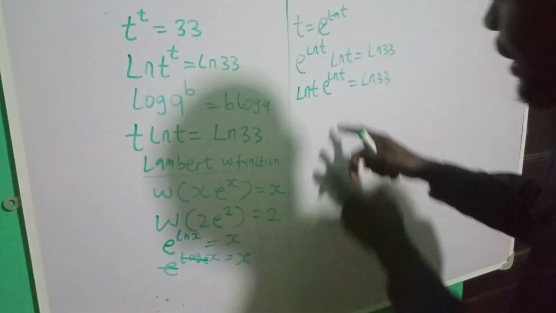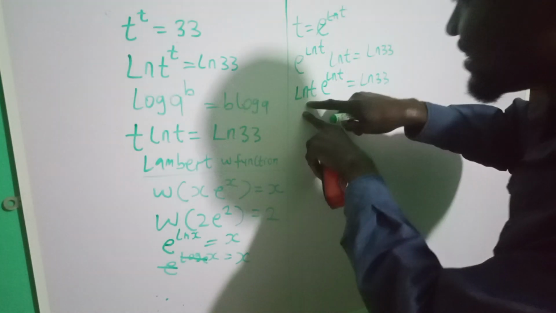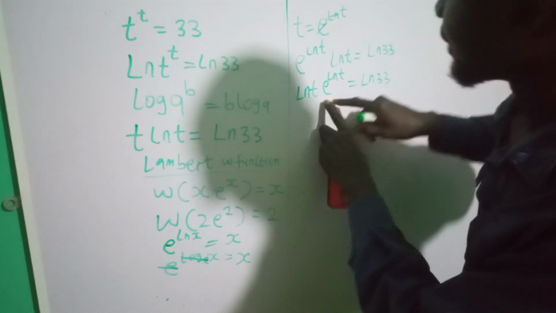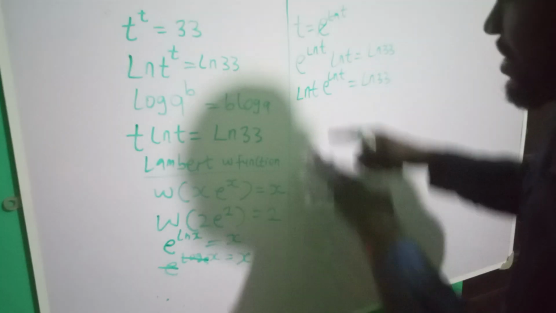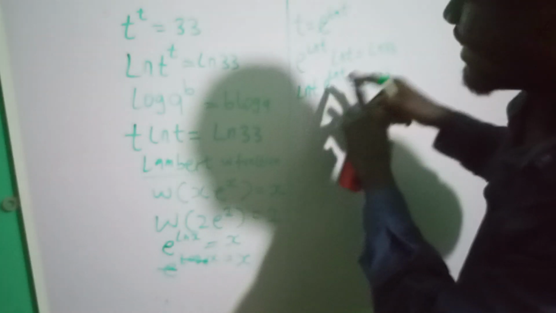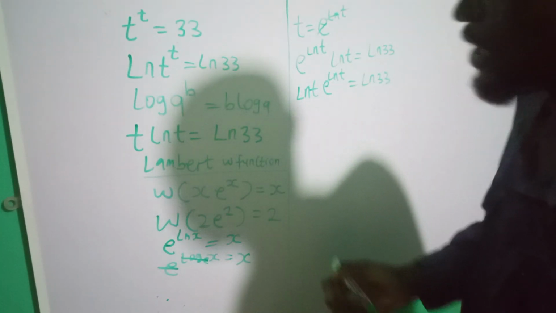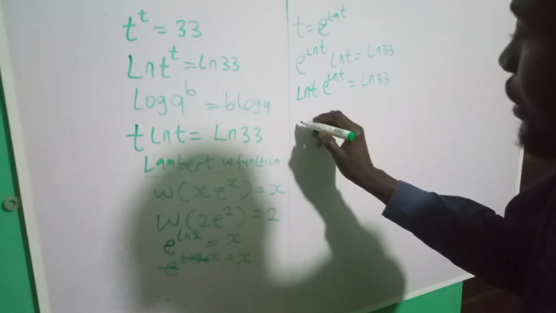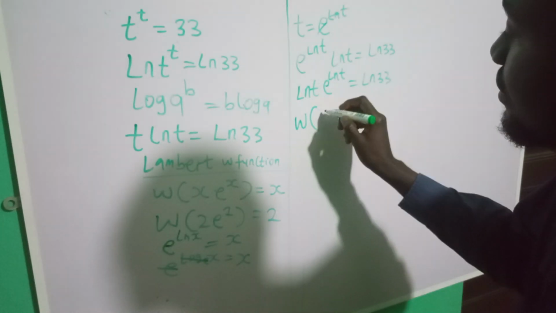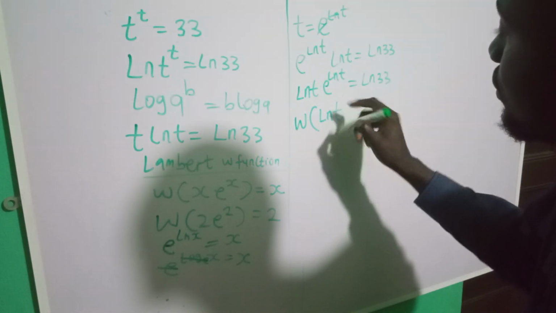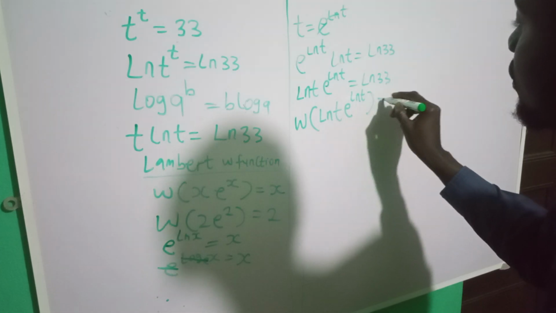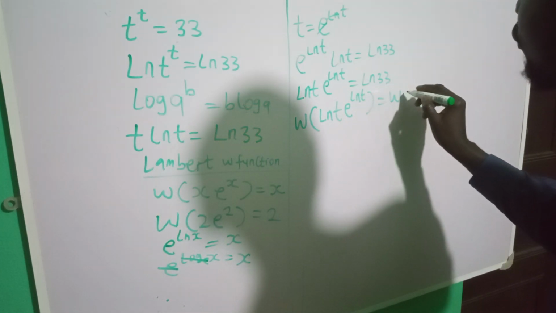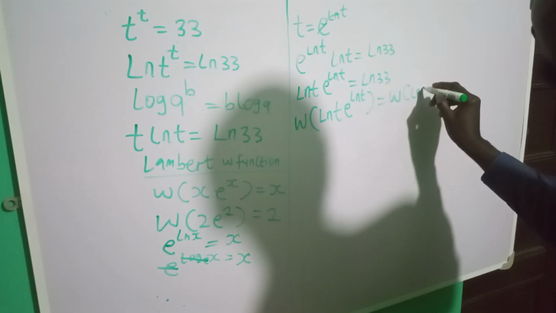So what you're going to get is x. That means that if we apply the Lambert W function, since we have ln t as the coefficient of this e and ln t as the power of this e, what we are going to get is ln t. So let us apply the Lambert W function: Lambert W function of ln t times e raised to power ln t is equal to Lambert W function of ln 33.